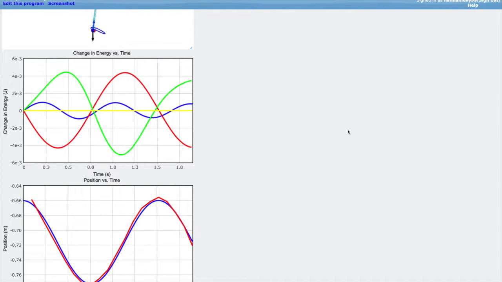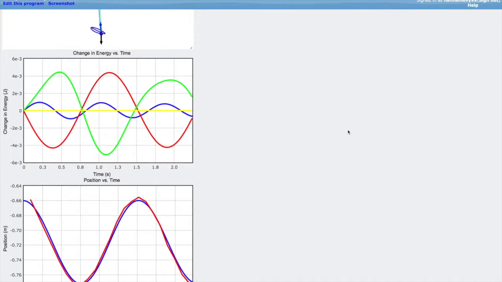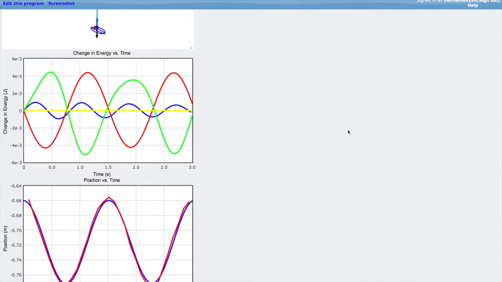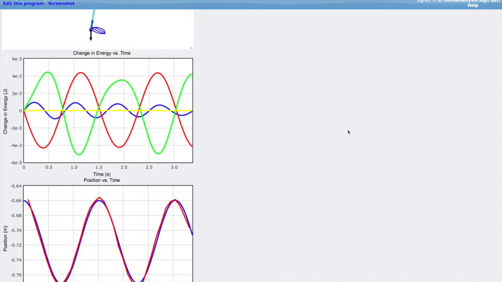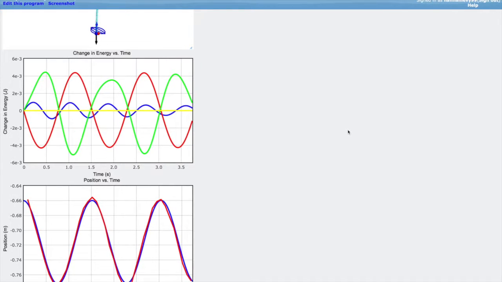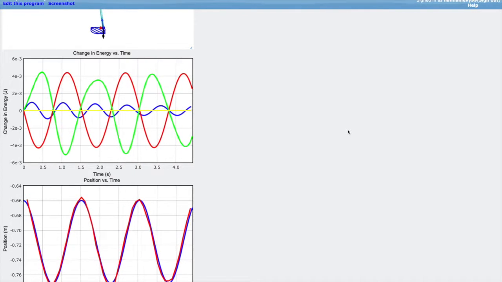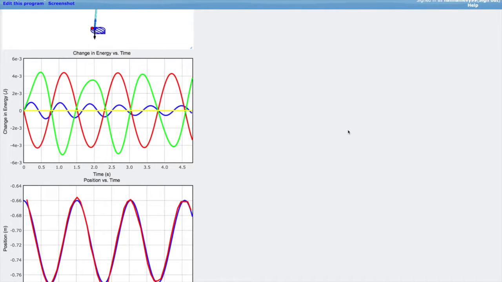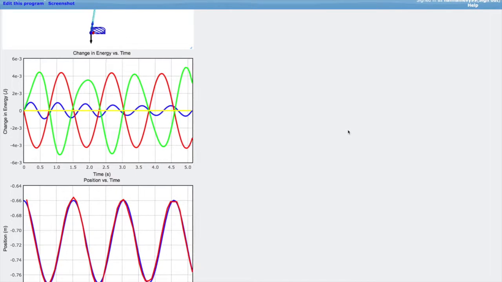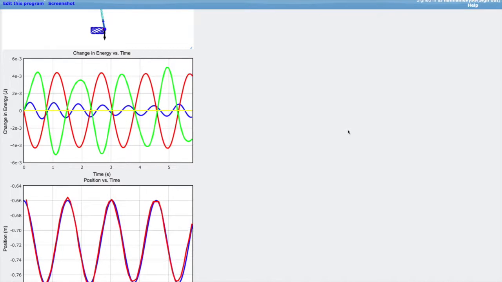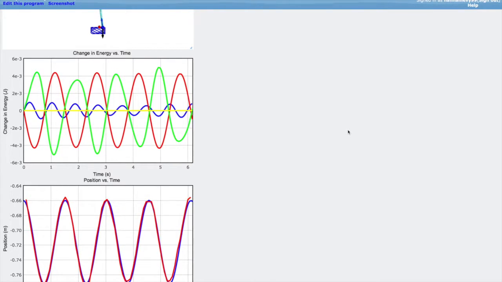Now let's examine the graph of the change in energy versus time. The green curve shows the spring potential energy, the red curve shows the gravitational potential energy, the blue curve shows the kinetic energy, and the yellow curve shows the total energy. The spring and gravitational potential energies are equal in magnitude but opposite in sign, due to the movement of the spring. The weight force always points down and the spring force always points up because the spring is always longer than its natural length during the entire course of motion.